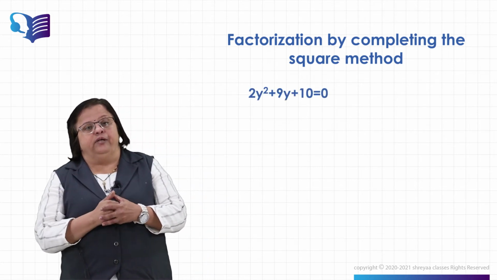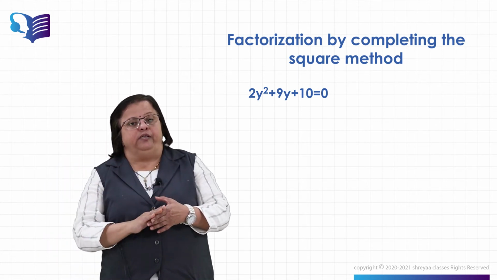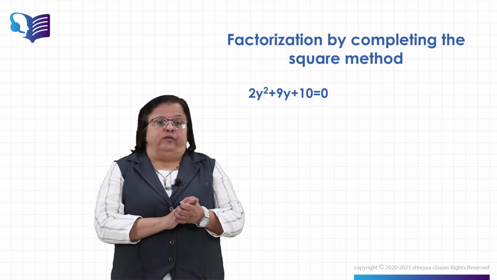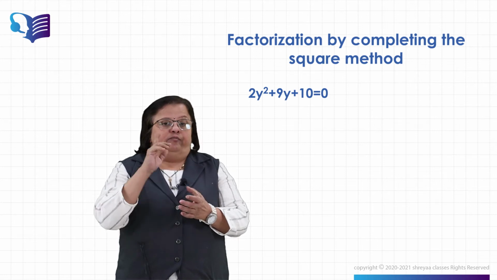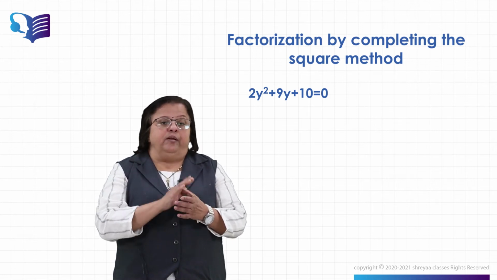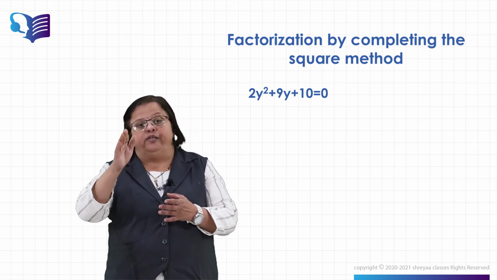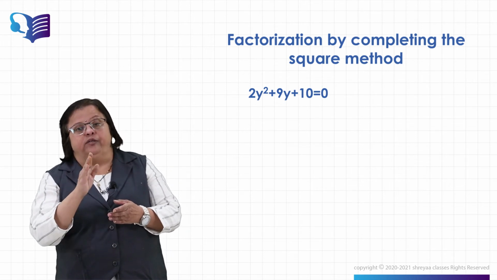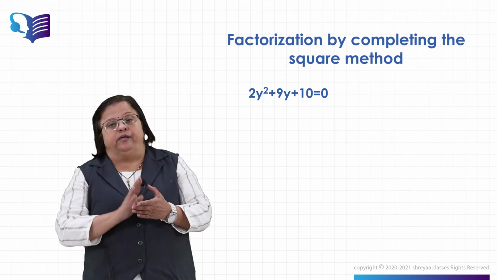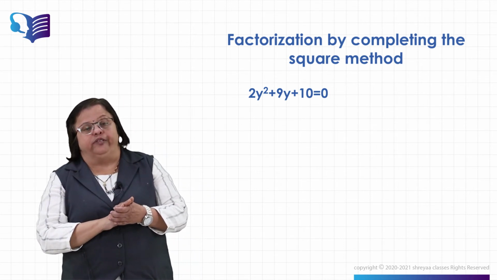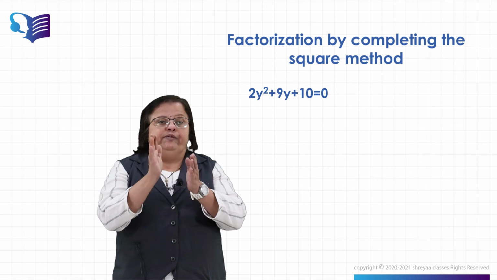What is the second example? 2y square plus 9y plus 10 is equal to 0. Now what is the difference between the first example and the second example? In the first example, there was x square and here it is 2y square. So the square term has a coefficient. In the first example there was no coefficient for the square term. So we don't want this coefficient for the square term. So what will we do?